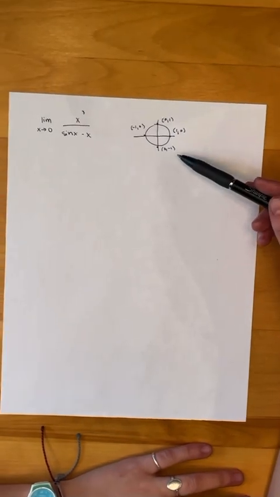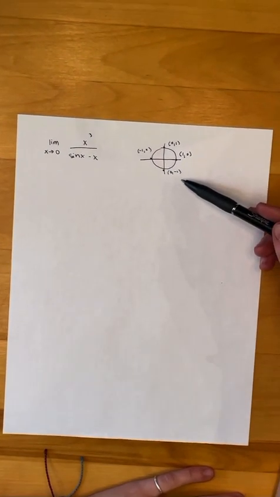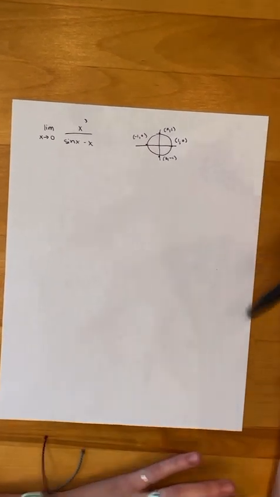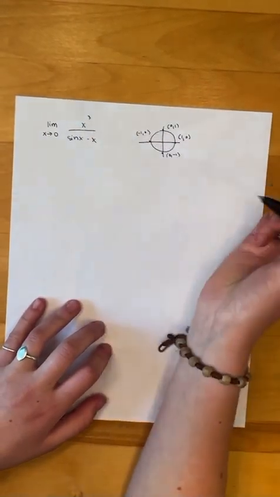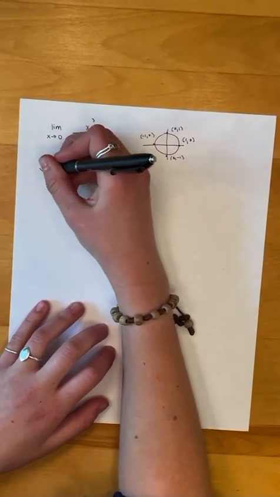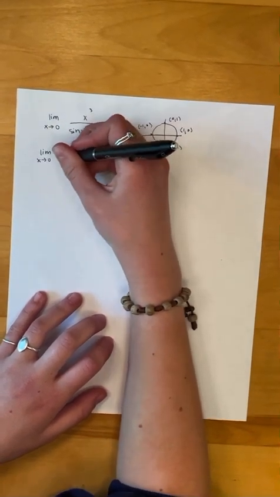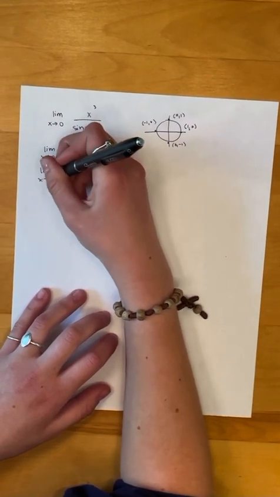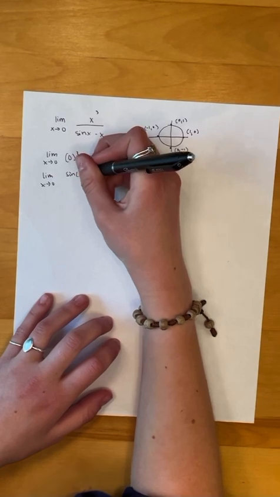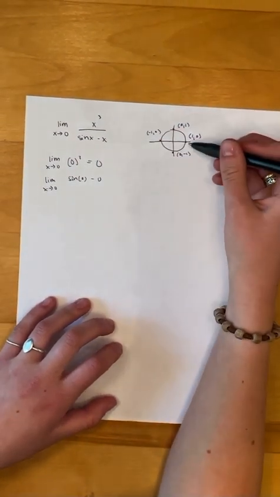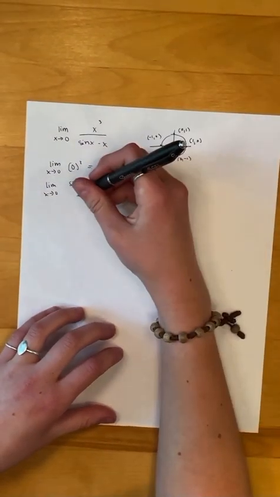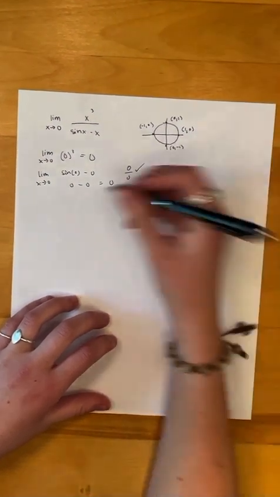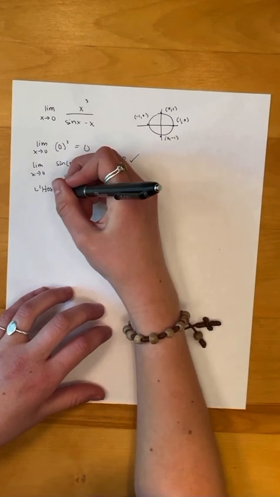Finally, I'm going to show you guys an example of a problem that requires numerous rounds of L'Hopital's rule and the unit circle. So first up, let's plug in our bounds to our equation. So we have the limit as x approaches 0 of 0 cubed, for 0, and the limit as x approaches 0 of sine of 0 minus 0. And thanks to my handy dandy unit circle over here, we know that sine of 0 is 0, so 0 minus 0 is 0. So 0 over 0 warrants L'Hopital's rule.